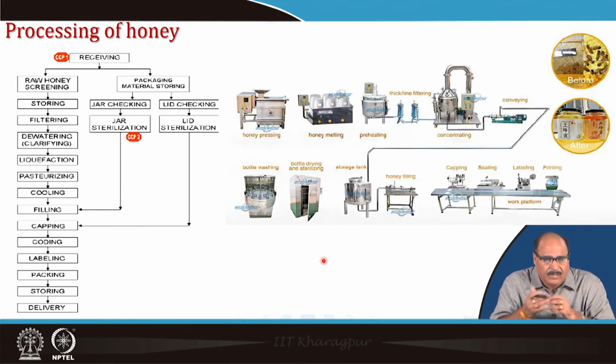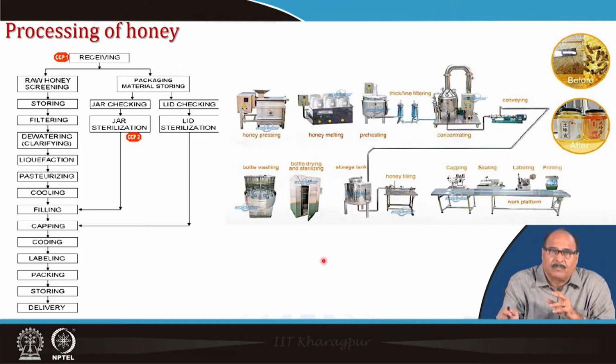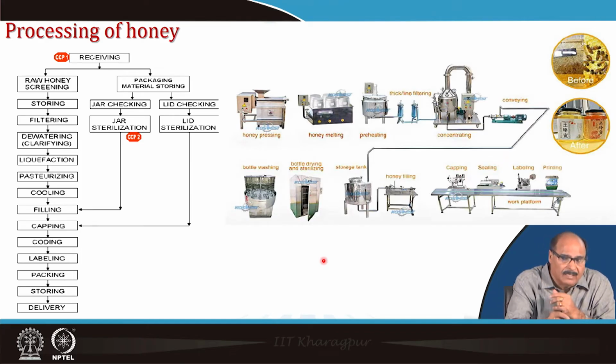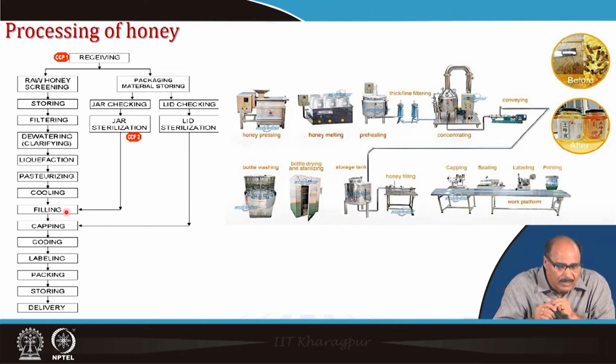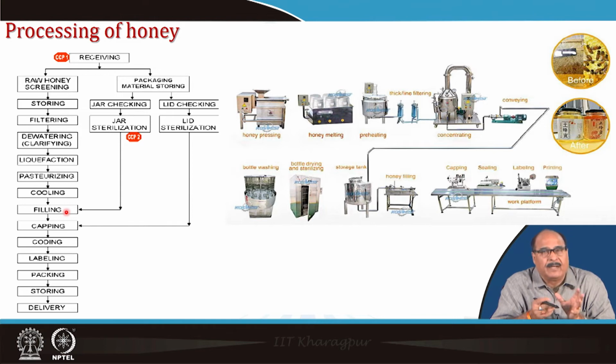Okay, now processing of honey. In this slide it is shown that this is a continuous production and processing of honey: the fruit nectar, raw honey, screening, storing, filtering, dewatering, that is clarifying, where the water etc. is removed. Once it is clarified, then liquefaction, pasteurizing, cooling, filling, capping, labeling, packing, storing and finally delivery.